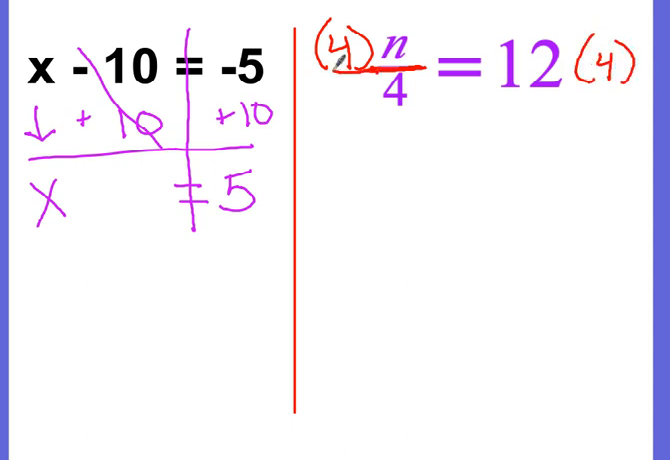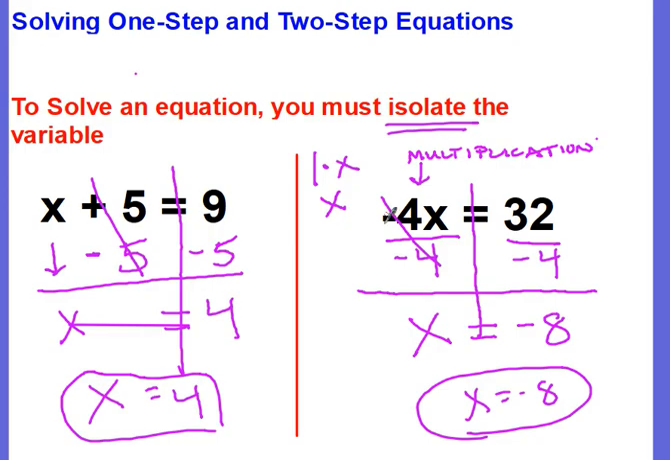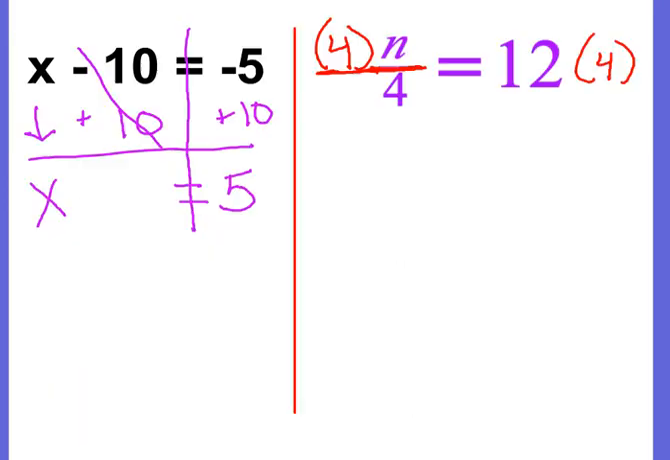The reason why is if I extend this fraction, it looks like I have 4 over 4, which is exactly what I had over here when I had that fraction bar, right? I had negative 4 over negative 4. Same idea. So this is 4 over 4, which cancels. They simplify. So I'm left with just my n equals 12 times 4 is 48. And that makes sense because 48 divided by 4 is 12.